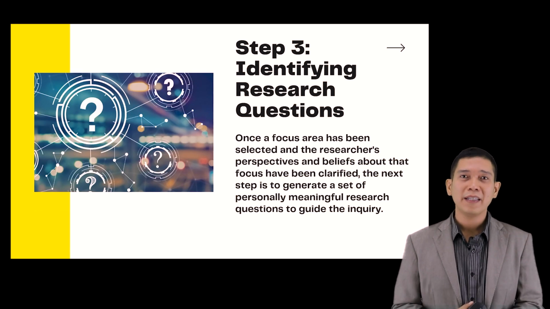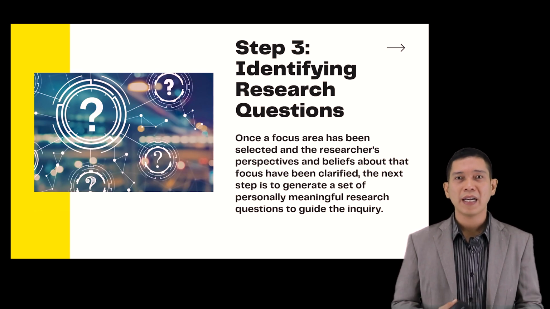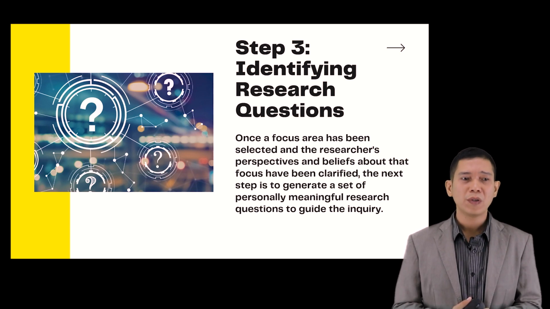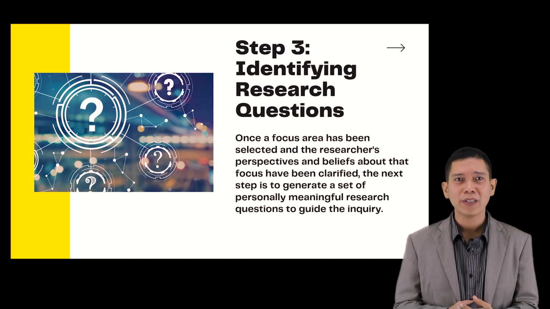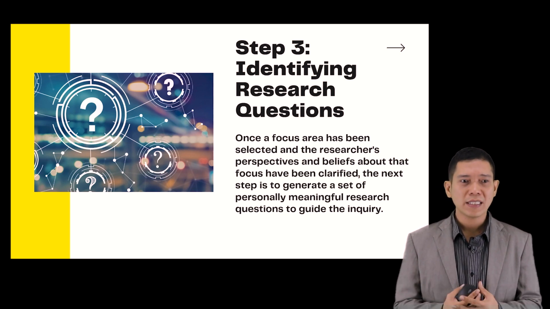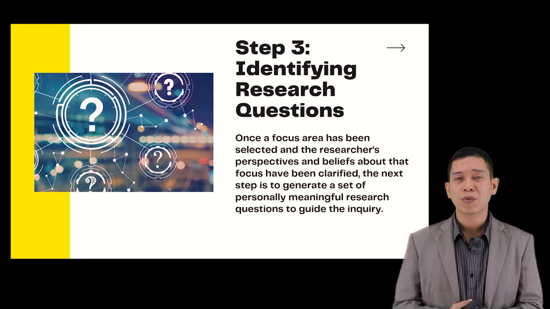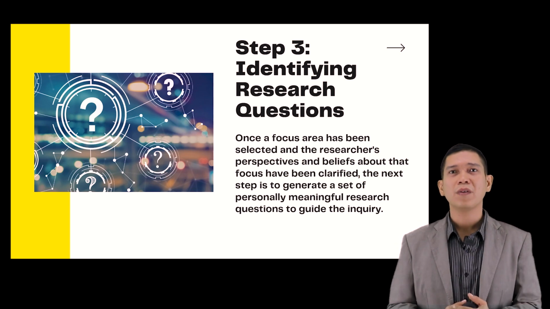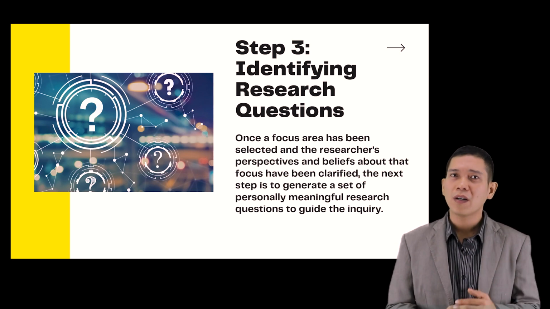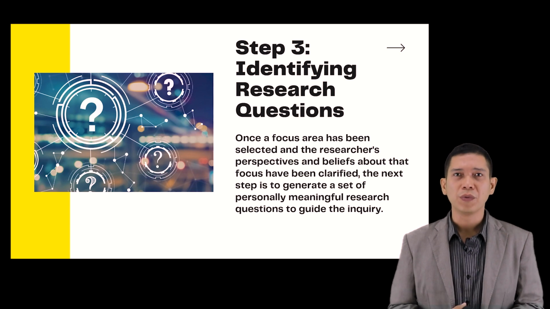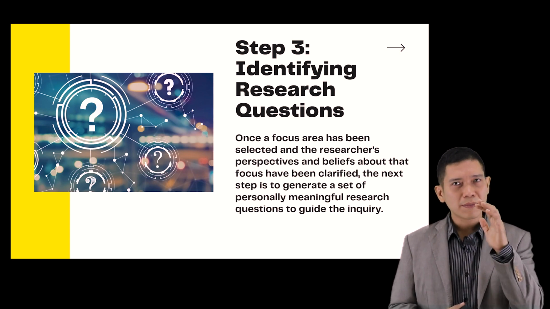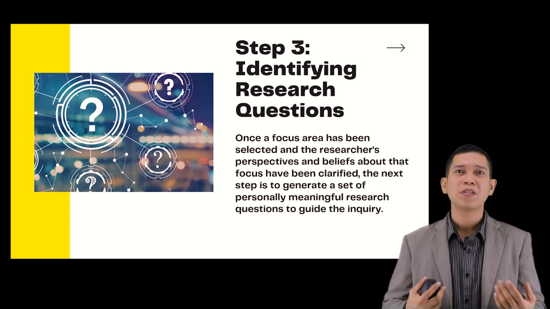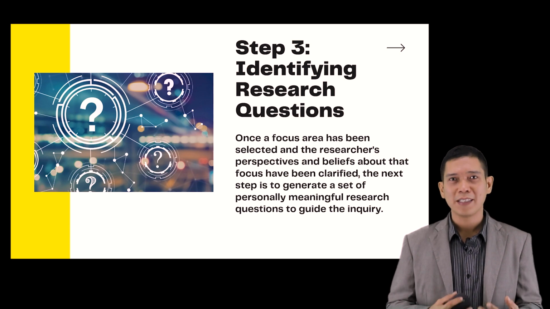Alright, step 3, identifying the research questions. So once a focus area has been selected and the researcher's perspective and beliefs about what focus has been clarified, you already know where to look. The next step is to generate a set of personally meaningful research questions to guide the inquiry. So as I've said, it's very important that the set of questions are evolving in a way that will help you accomplish the main goal that you want to do, right? So try to narrow them down, make them step by step, and at the same time help you achieve the goals that you wanted to do. So that is step 3.